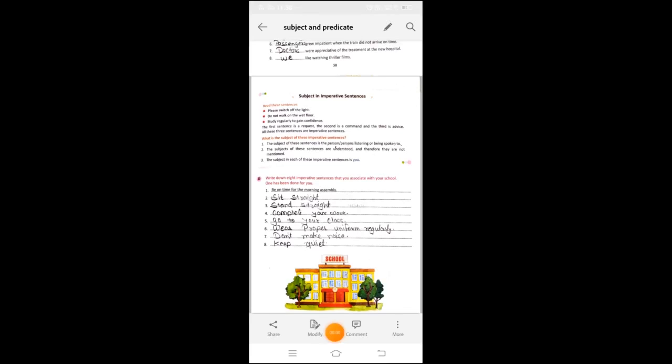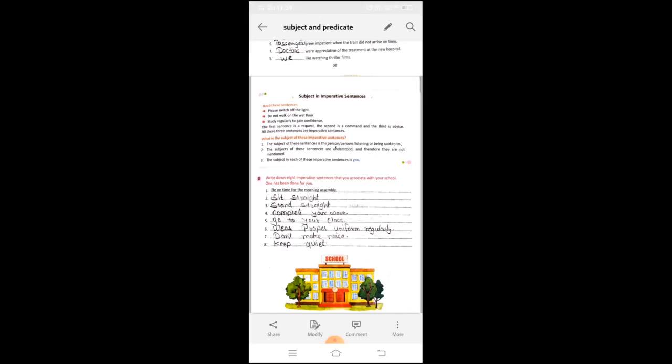Do not walk on the wet floor. What does the subject not have to do? Do not walk on the wet floor. So that is predicate. What can be the subject in this sentence? The listener who is listening to this sentence. So it can be you, that you do not walk on the wet floor. So you is not mentioned, it is an understood subject. And the predicate is what you do not have to do. You do not have to walk on the wet floor, so that is predicate.